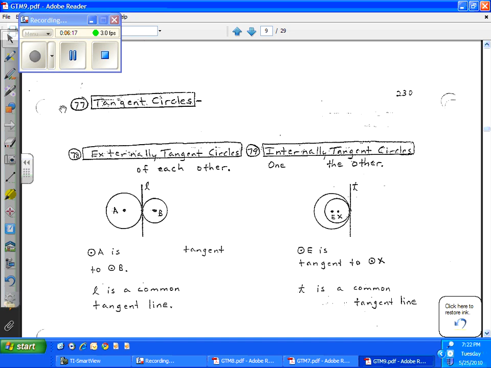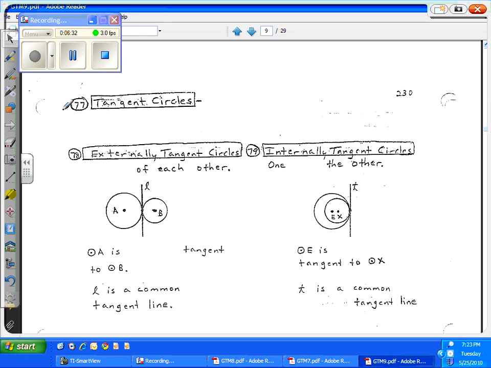And then we could talk about circles being tangent to each other. Tangent circles are coplanar circles that are tangent to the same line at the same point.